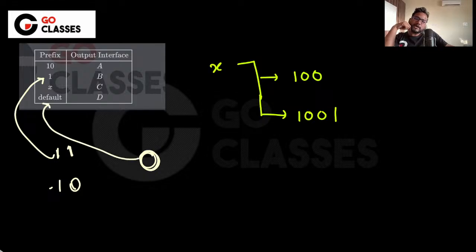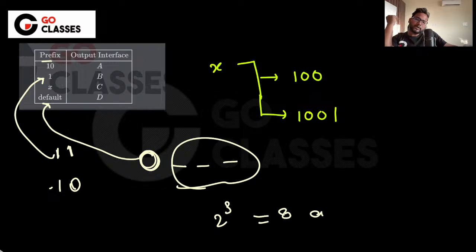So if it is starting from 1, then either this or these things will take over. But if it is starting from 0, then it will go to D. So I think 2 power 3, right? 2 power 3 addresses. 8 addresses will go to D. Okay. 8 addresses. Is this fine to everyone?